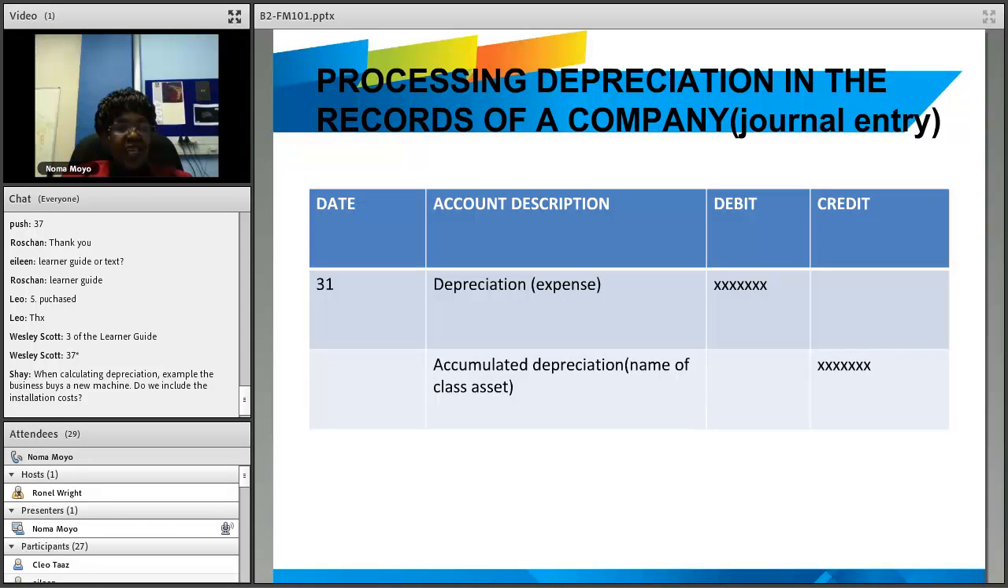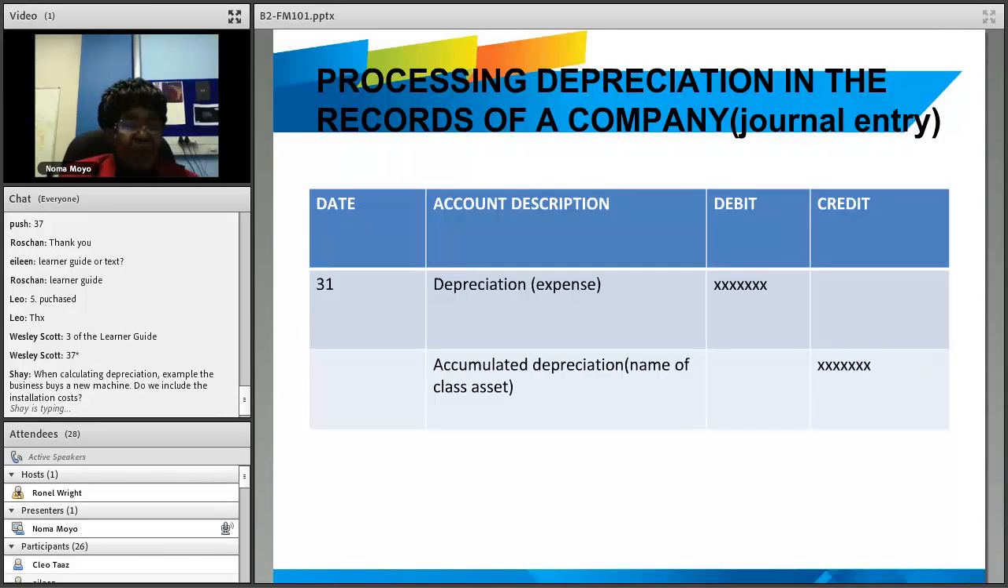Shay is asking whether we include the installation costs. We do include installation costs as part of the cost of that machine, but not at this level, you don't cover that. Please, at this level, you don't cover that. It's very basic at this level.